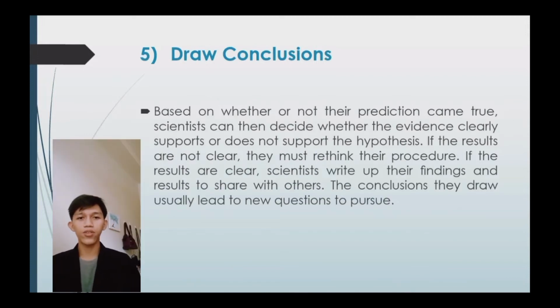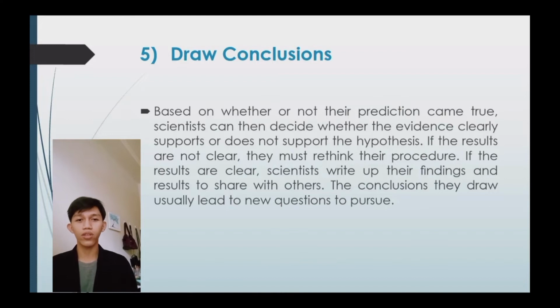So number 5, draw conclusions. Based on whether or not their prediction came true, scientists can then decide whether the evidence clearly supports or does not support the hypothesis. If the results are not clear, then they must rethink their procedure. If the results are clear, then scientists can write up their findings and results to share with others. The conclusion they draw usually leads to new questions to pursue.